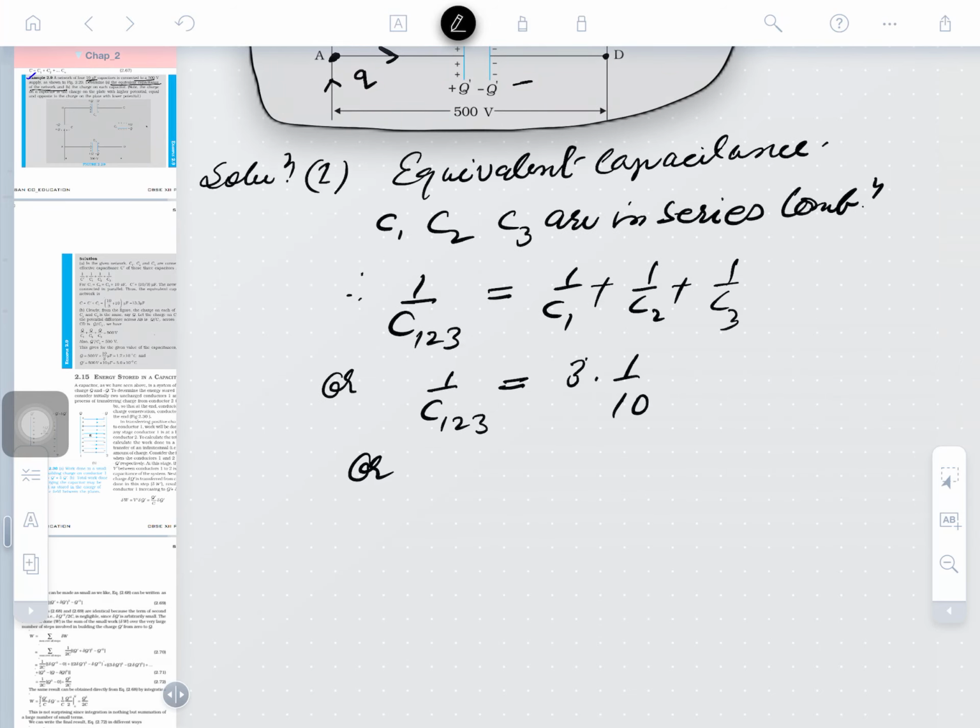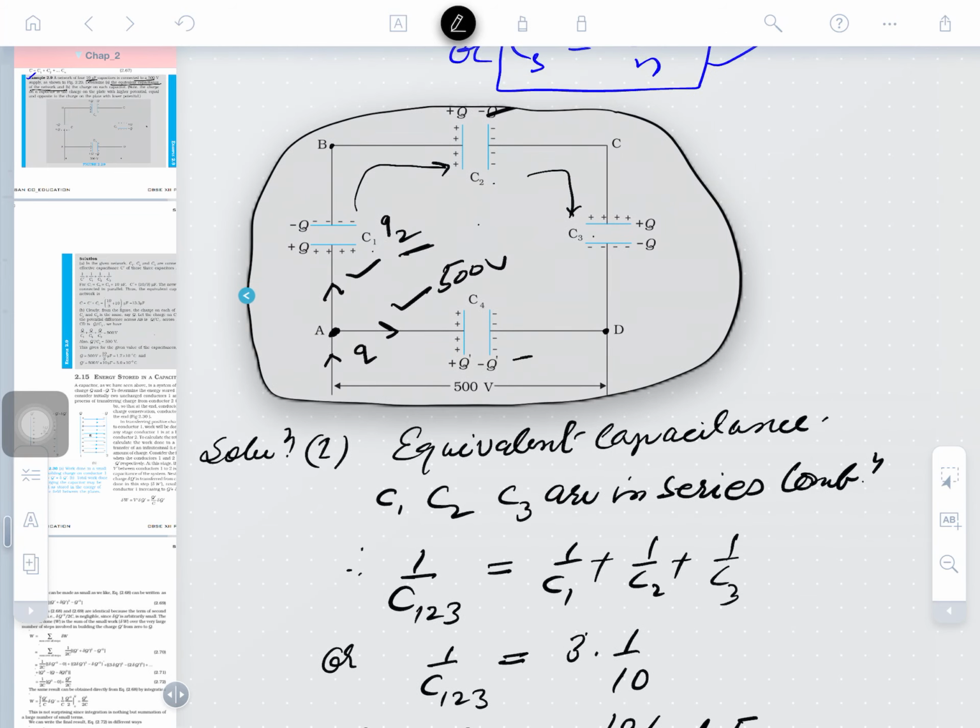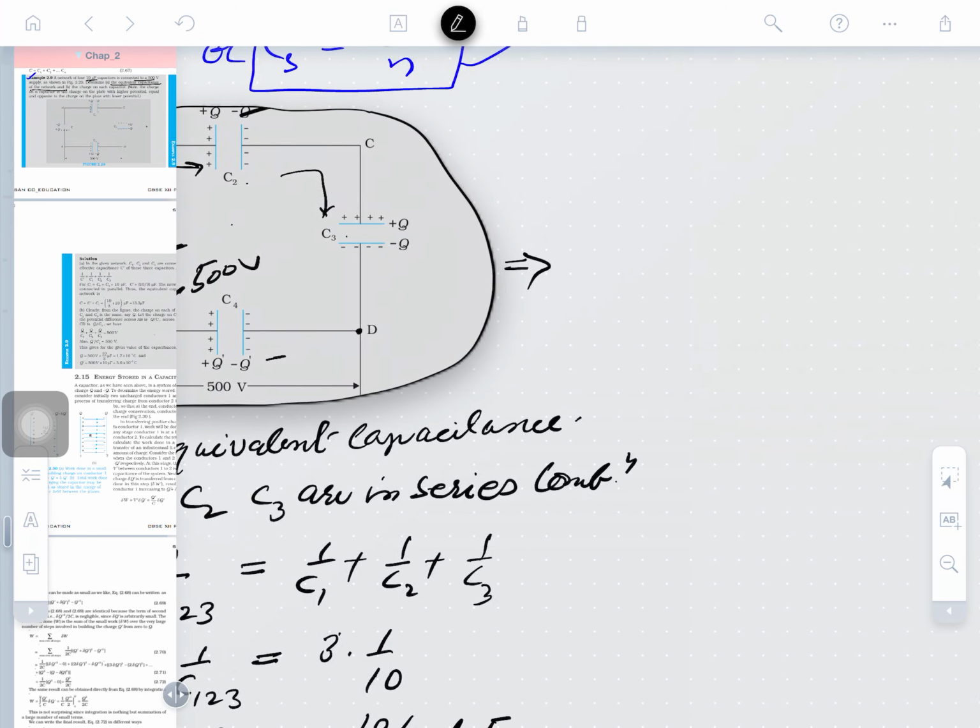Okay, and what shall it be here, please tell me. So, C1 to 3 is equal to 10 by 3 microfarad. This is the capacitance we are looking for right now. The equivalent circuit diagram can also be drawn here.